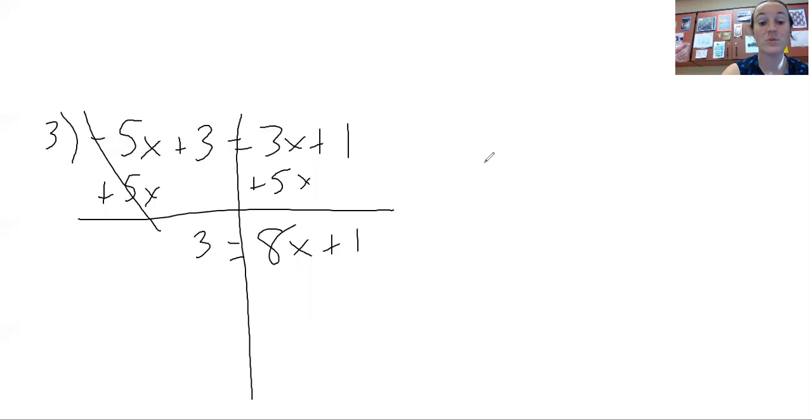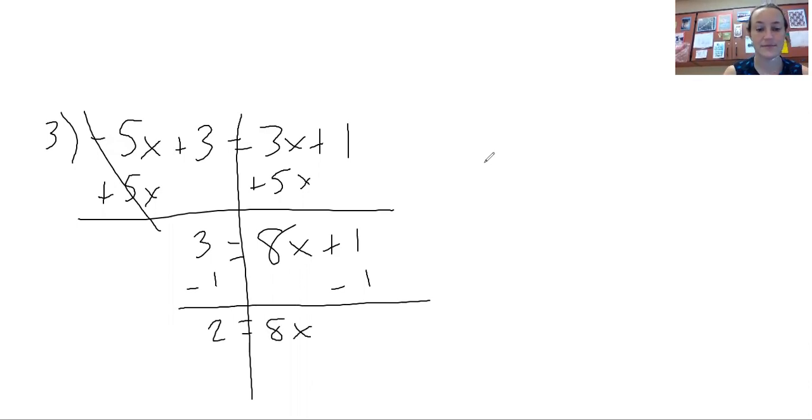We want to get x by itself, positive 1, so let's subtract 1 from both sides. 2 is equal to 8x. Hey, we're going to get a decimal. That's okay, guys. Okay, math involves some decimal fraction answers. Don't freak out on me.